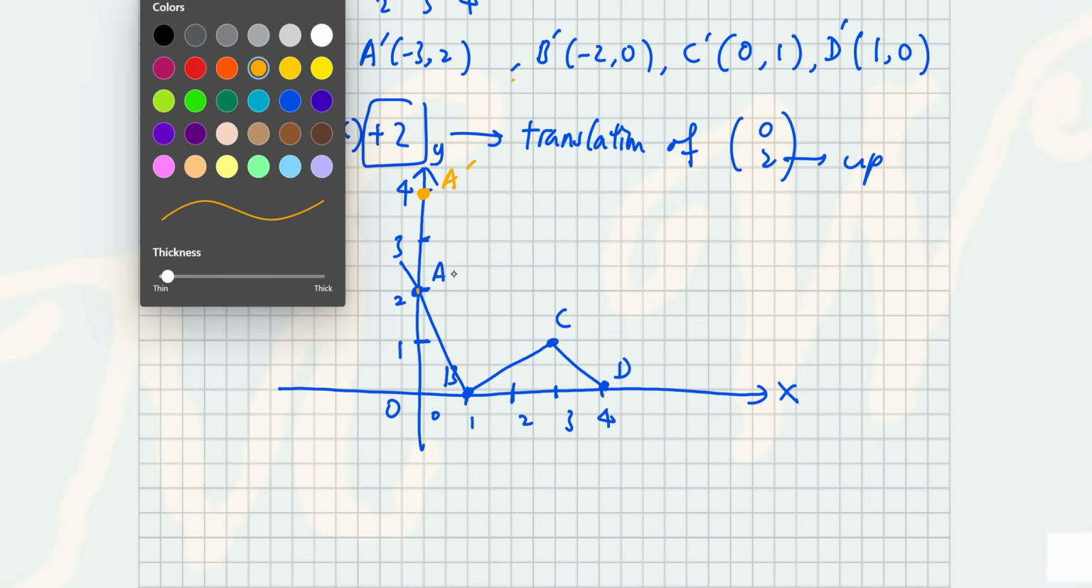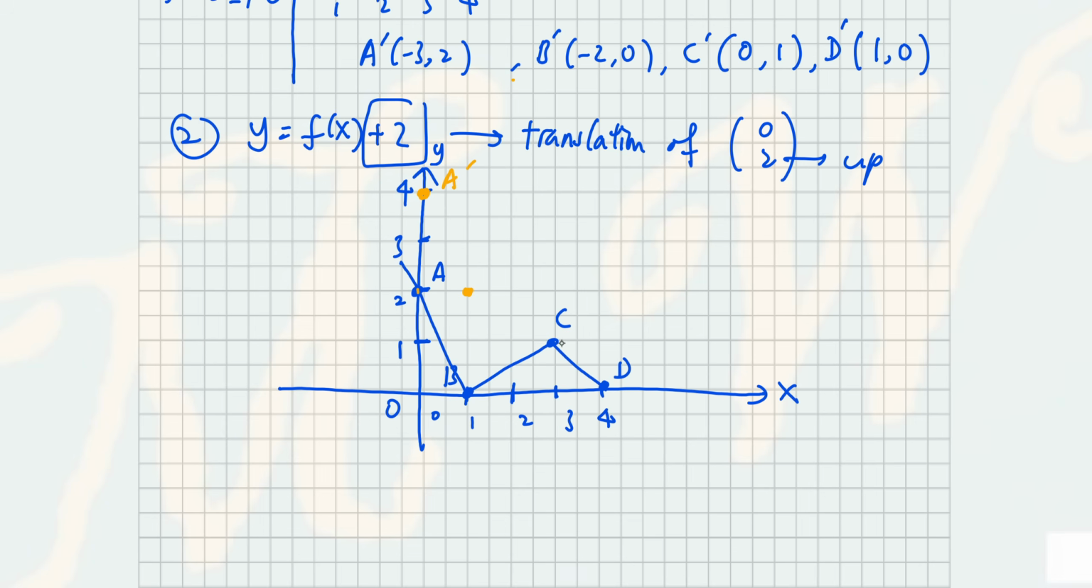Right. And then for the C, at first it's at 1. For the y value, now plus 2 units, it becomes 3. And then my D, at first as 0. So now it is at the same level as the point B. So this is my B prime, C prime, and D prime. So now you can just join the points. Okay, this is my y = f(x) + 2.